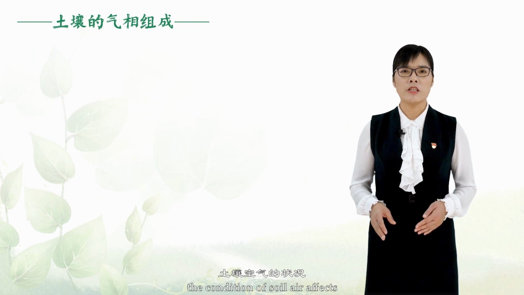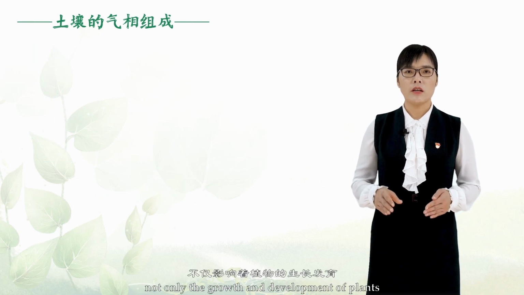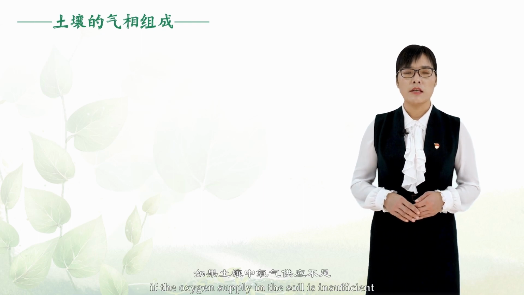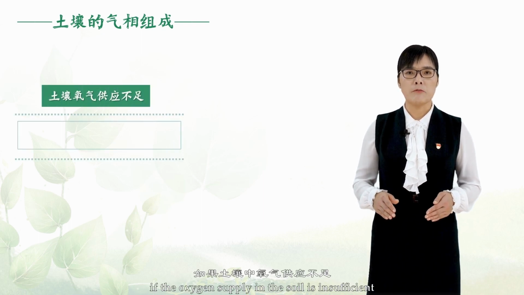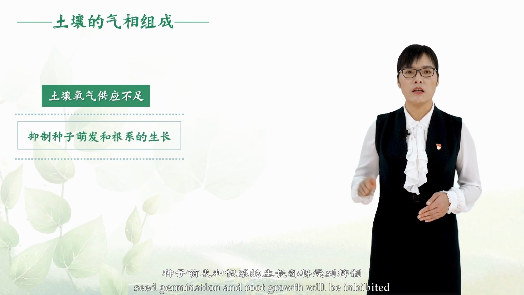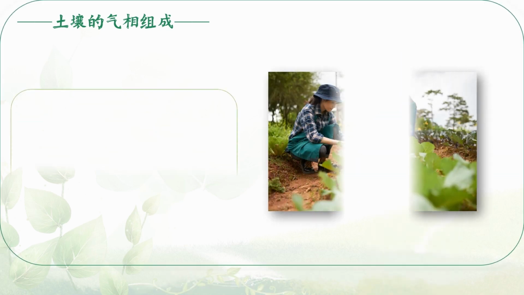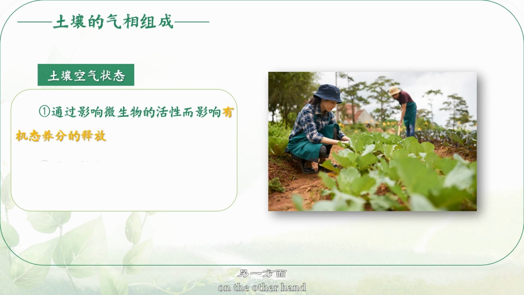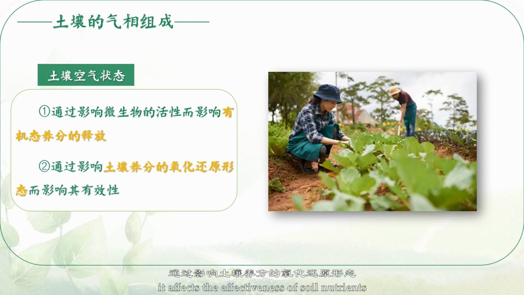The condition of soil air affects not only the growth and development of plants, but also the fertility of the soil. If the oxygen supply in the soil is insufficient, seed germination and root growth will be inhibited. At the same time, soil air conditions influence the release of organic nutrients by affecting microbial activity on the one hand. On the other hand, it affects the effectiveness of soil nutrients by influencing their redox patterns.